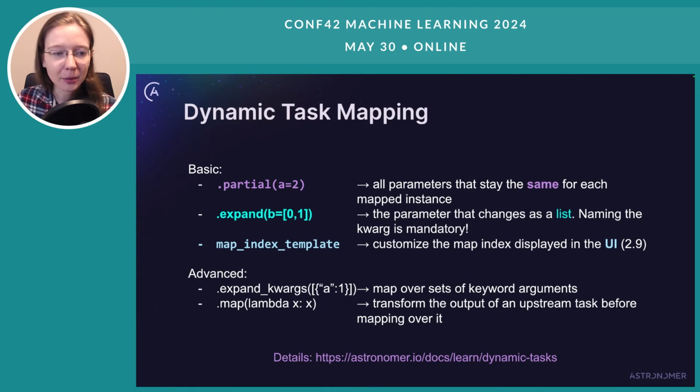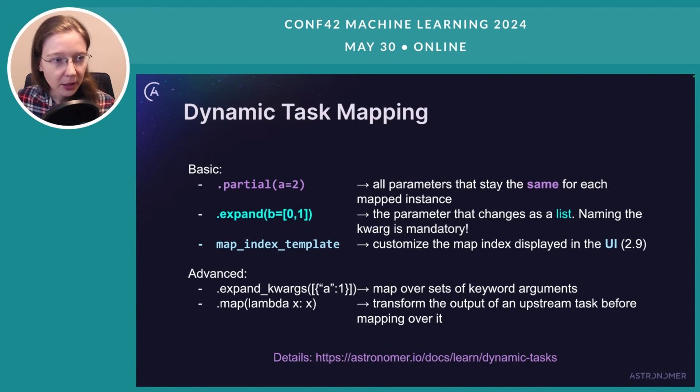And lastly, the other basic, if you are running Airflow 2.9, you want to create a map index template. This is a parameter that goes directly into either the .partial method in a traditional operator or into the task decorator if you're using the taskflow API, and then you can customize the map index.